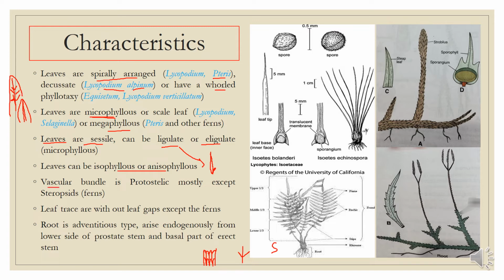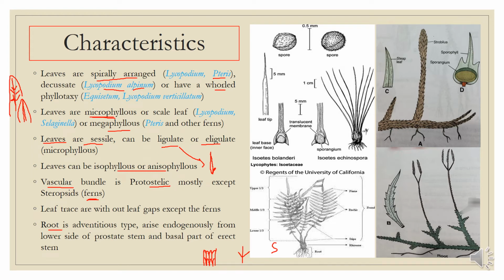And the vasculature of the stem is mostly protostelic, except in the ferns, which are siphonostelic or actinostelic or eustelic. Then we come to the root.